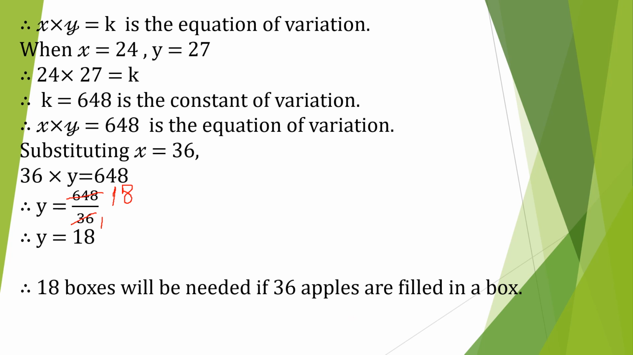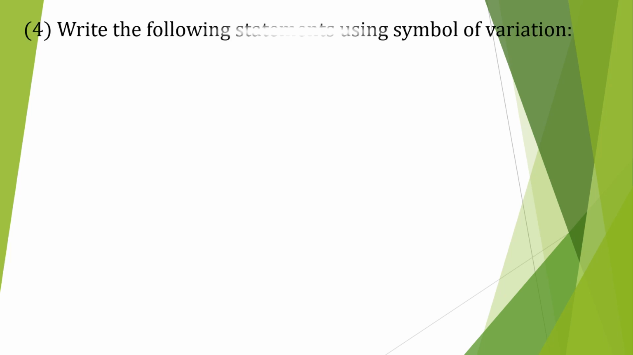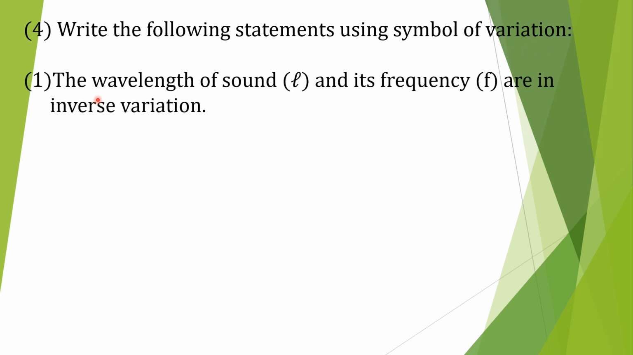Okay. Now we'll move to our next question. Question number 4. Write the following statement using the symbol of variation. So you have to just write the statement using the symbol of variation. Our first question is: the wavelength of sound, which is given with the variable L, and its frequency F are in inverse variation. So it is already stated that it is in inverse variation.